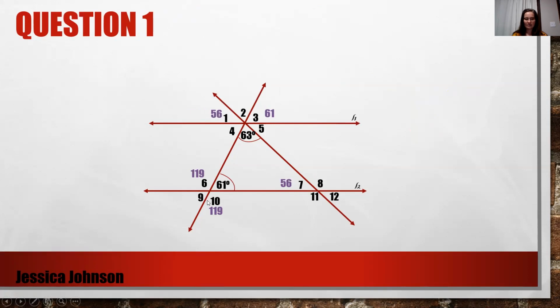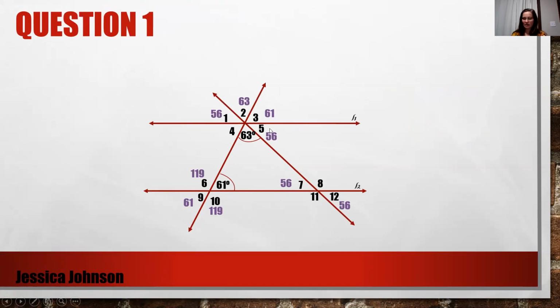Angle 9 is congruent with angle 4, making it 61 degrees. To find angle 2, add 56 plus 61 to equal 117. Because it's supplementary angle, we take 180 minus 117 to equal 63. Angle 5 is supplementary to angle 2 and angle 3 because they run along the same line.